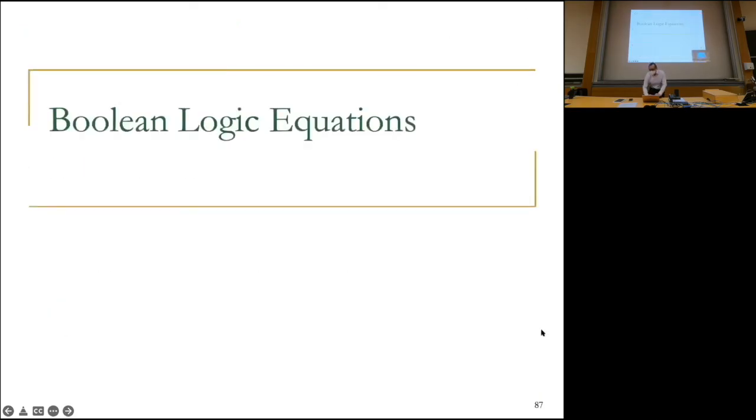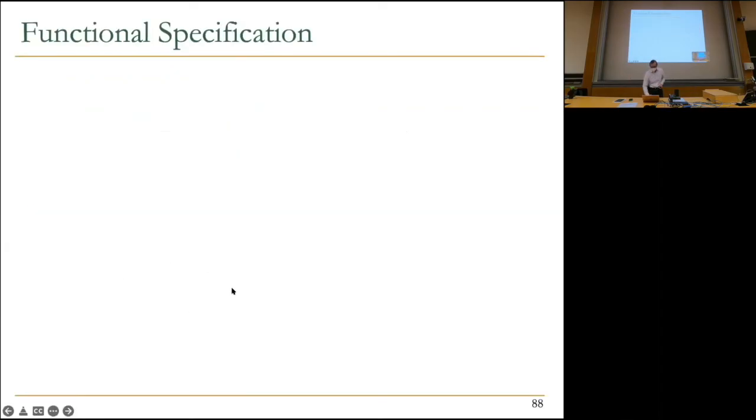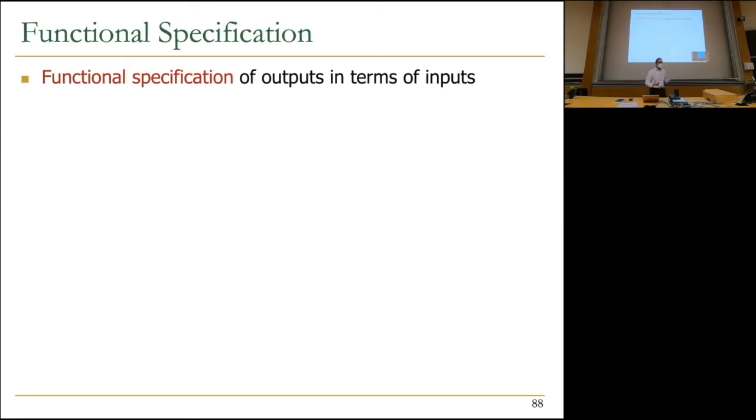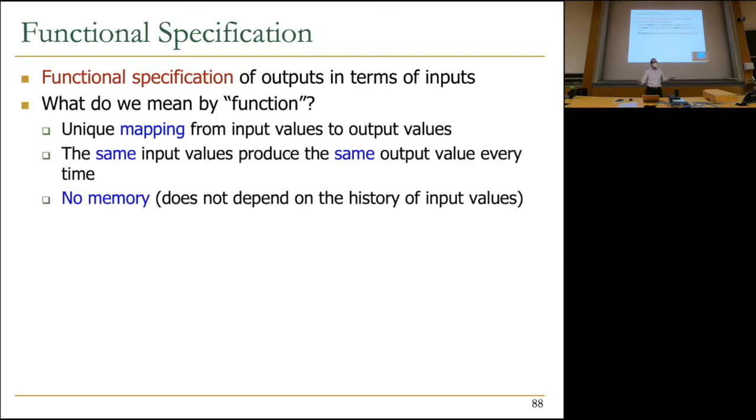So combinational logic means you really deal with Boolean logic equations. And a Boolean equation specifies the function of a circuit. And let's talk about functional specification a little bit more. Functional specification of outputs in terms of inputs is functional specification basically. That's the function that the circuit implements. But what do we really mean by function?